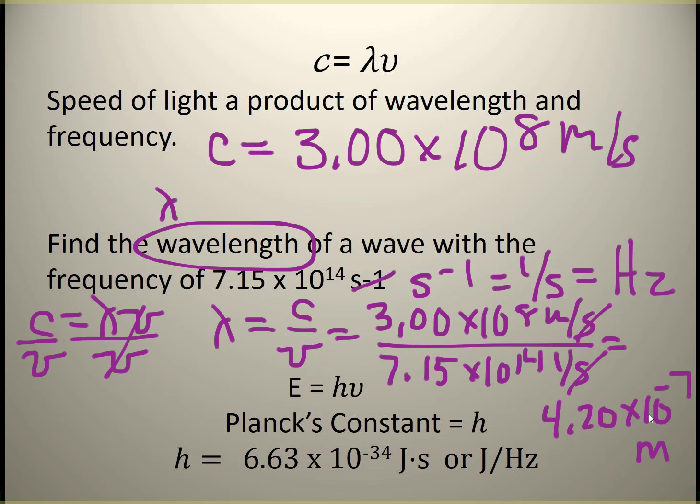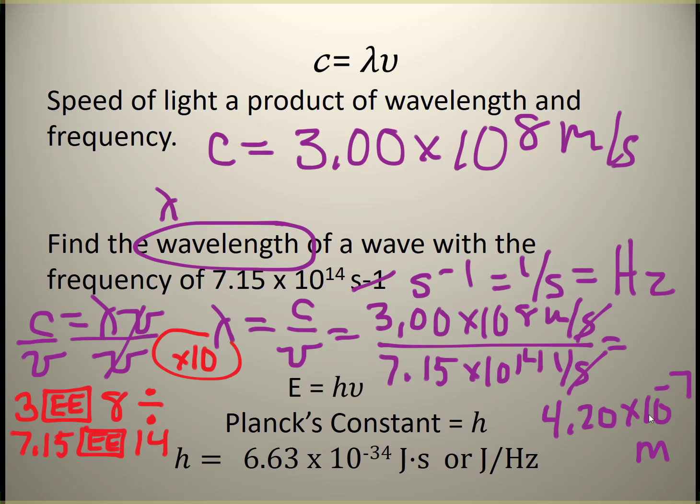Please use your exponent key when you're entering these numbers into your calculator. So I would enter a 3, and then my EE button, and then 8. That means 3 times 10 to the 8th. Then I'm going to press my divide key, and type in 7.15 EE 14. Do not use your times 10 button, because you're going to get the wrong answer. So make sure you use that exponent button.